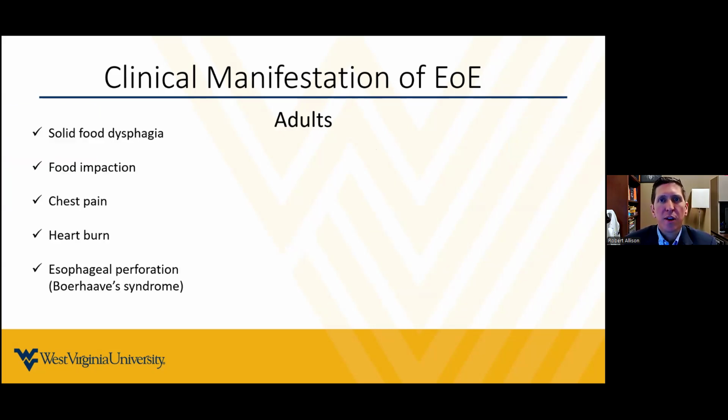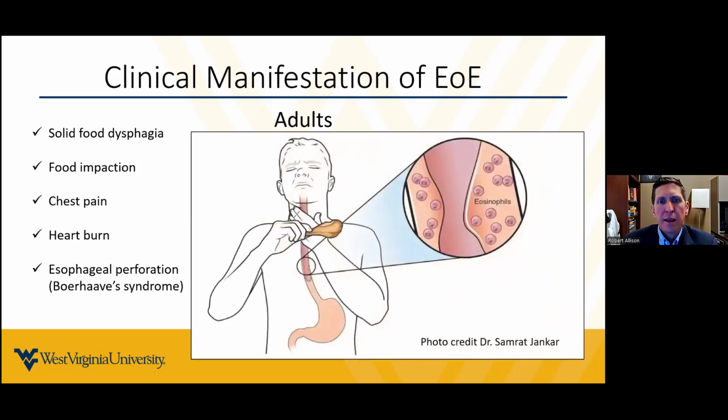And then that's where we see it in the adult population. So for adults, they really do have this solid food dysphagia. Their food, not as much liquid, but food gets stuck in the esophagus. That leads to food impaction that can feel like chest pain or heartburn. And worst case scenario, if that impaction does stick and they have tremendous time trying to force it down, that can lead to a perforation or Boerhaave syndrome. And so again, looking at this picture, you can see that narrowing in the more distal esophagus, which then leads to their symptoms.